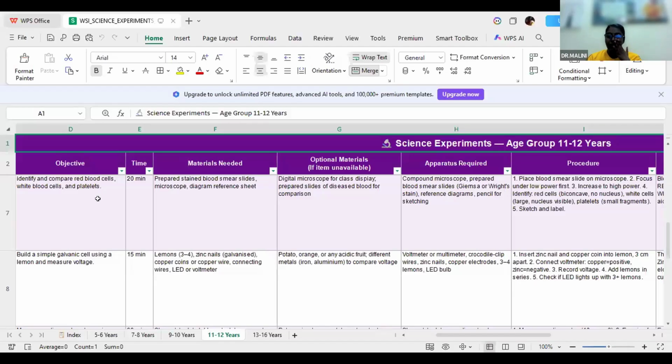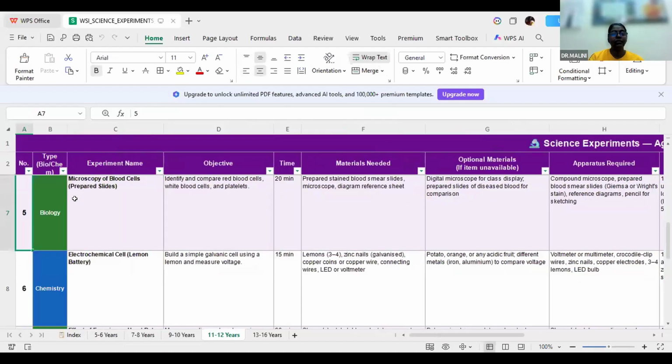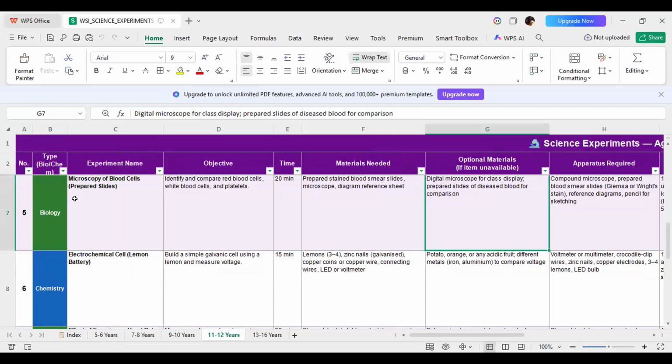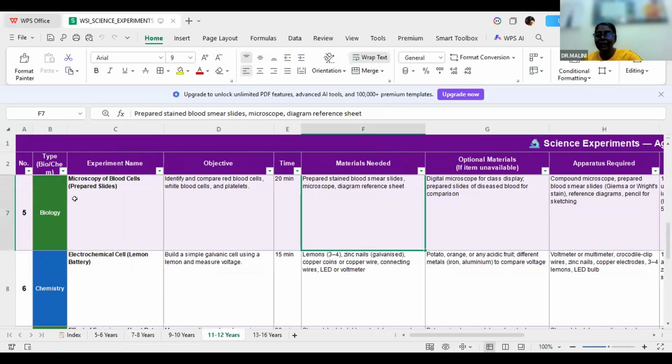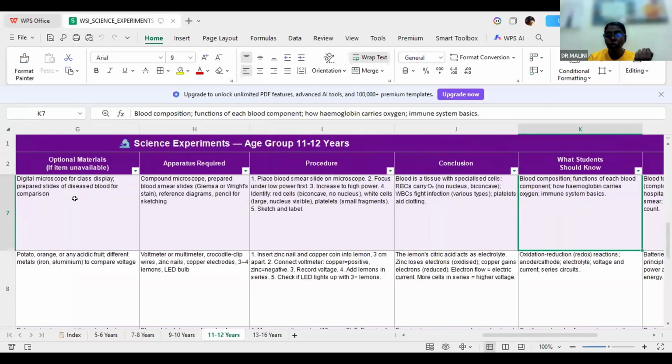So these are the first things which we have shared in your dashboard, if you see. This is the objective, time given, materials needed. For this experiment, which is microscopy of blood cells, we have listed some materials, but if those materials are not there, we have also given other materials you can replace them with. Can you see the materials needed prepared for your experiment? If you don't have them, these are the optional materials you can use. The procedure and the conclusion are also given here.